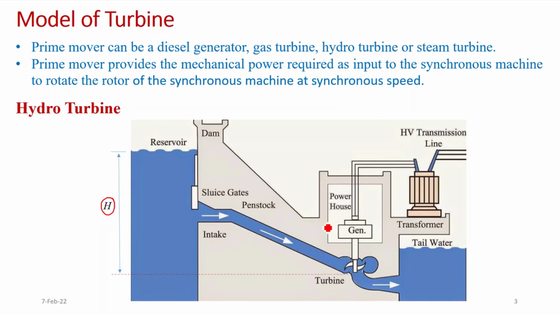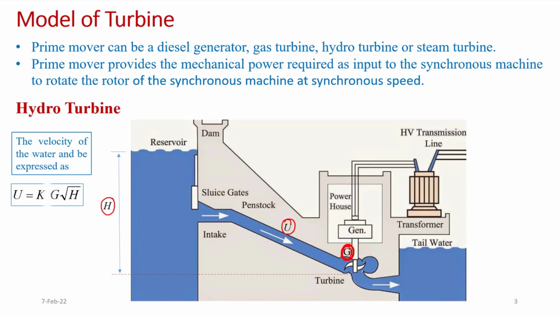And next is your U. U is the water flow rate. Okay, it is the velocity of the water, or water flow rate we can say, to the turbine. And another quantity G. G is your valve opening. Okay, that is based on some power. Okay. So now the velocity of water can be expressed as this.